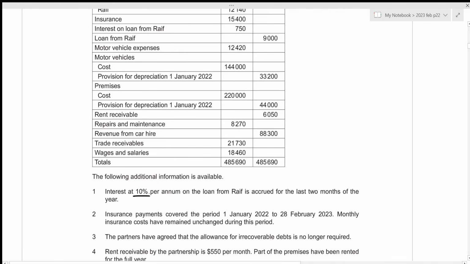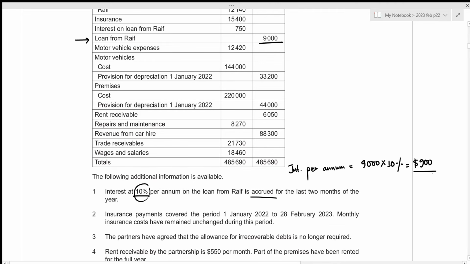Interest at 10% per annum on the loan from Raif is accrued for the last 2 months of the year. So we have the loan from Raif right here, and the loan amount is of 9,000. So let's figure out the interest per annum. That is just going to be the total amount of loan of 9,000 multiplied by our rate of interest of 10%, which results in 900.